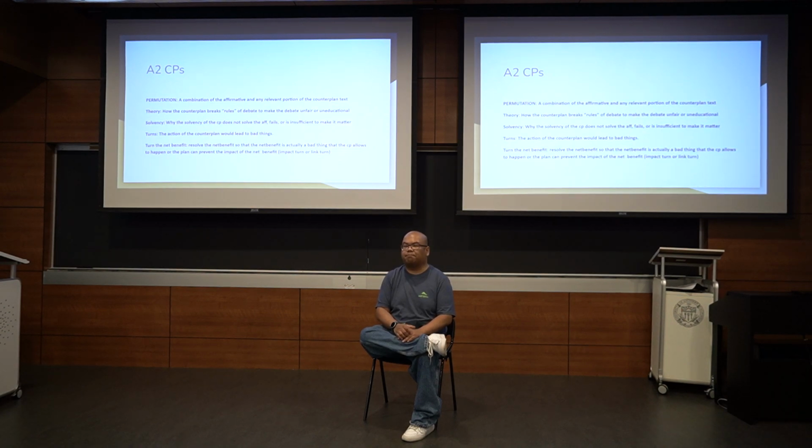A permutation must include the entirety of the AF. What happens if it doesn't include the entirety of the AF? Right? You've conceded that parts of your AF are not important, you should probably lose.